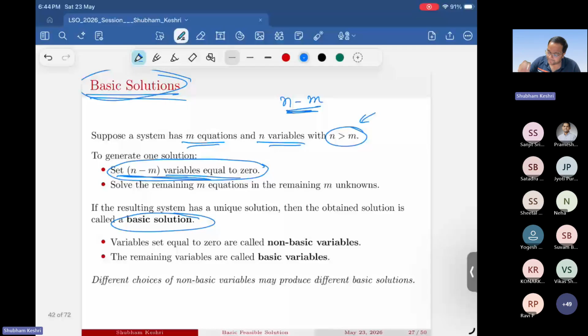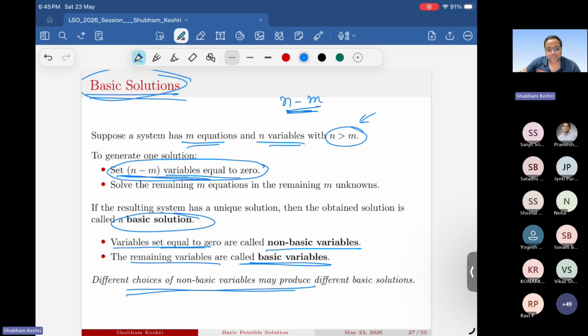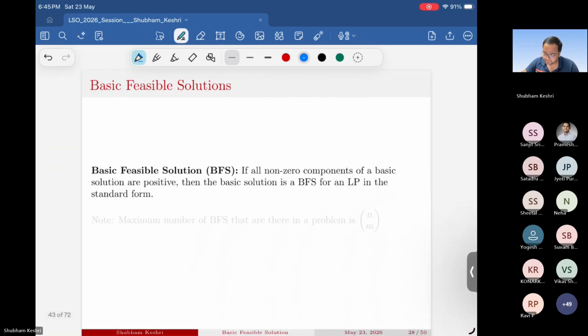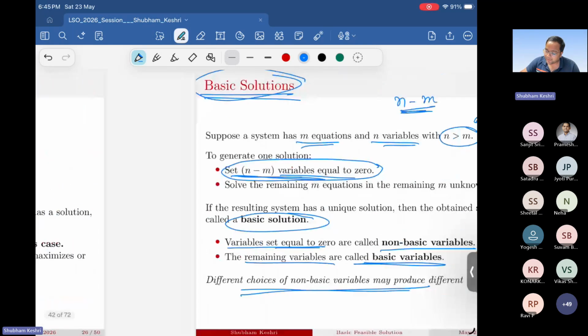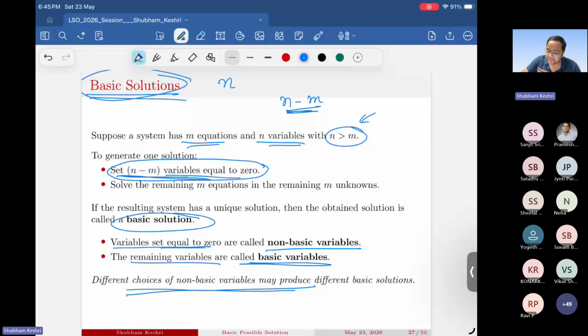So this is the definition of basic solution. One more definition. The variables which we set as 0 are known as non-basic variables, and the remaining variables are known as basic variables. Again, you observe that there are multiple choices of non-basic variables. How many choices? Among n variables, you have n minus m choices to make. So there are actually n choose m minus n number of ways to select non-basic variables.